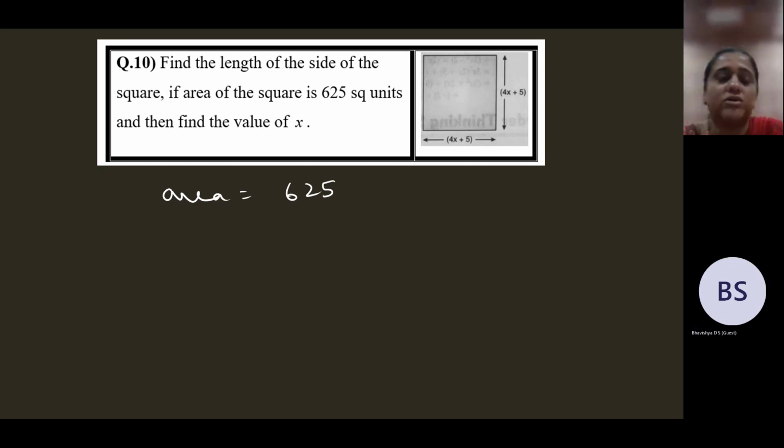Yes, ma'am. Okay. Now how will you find area? What's the formula to find the area? Area into area, ma'am.